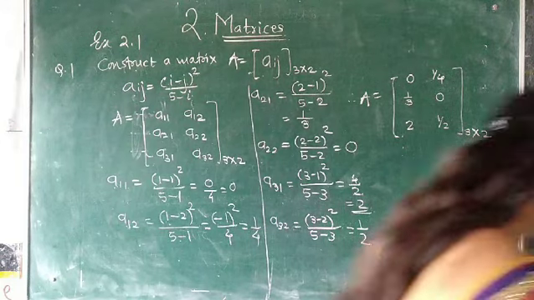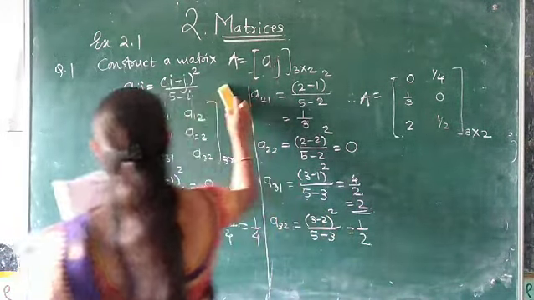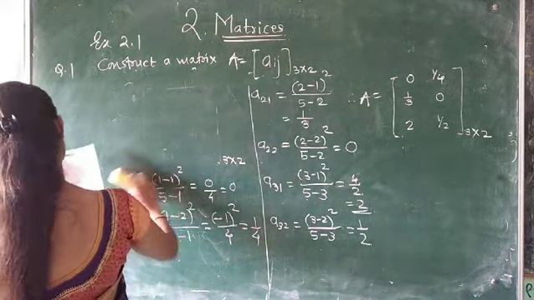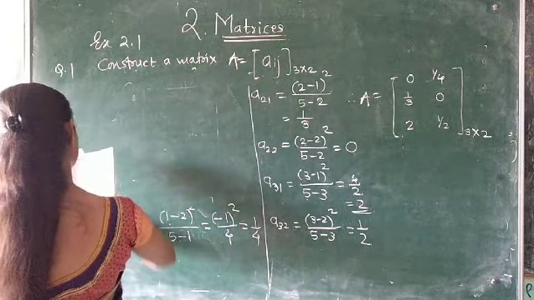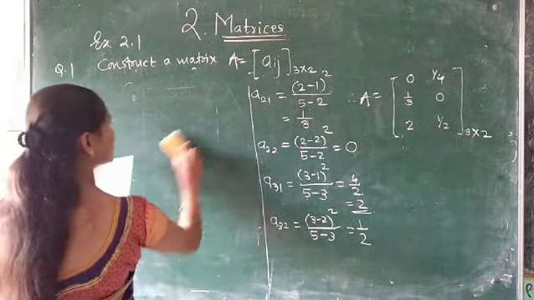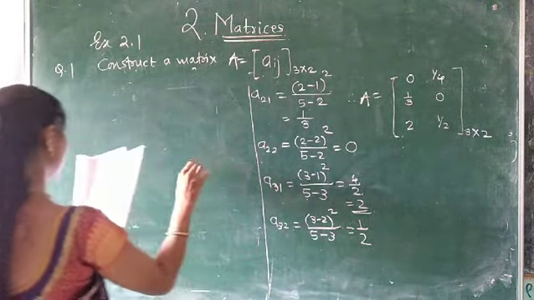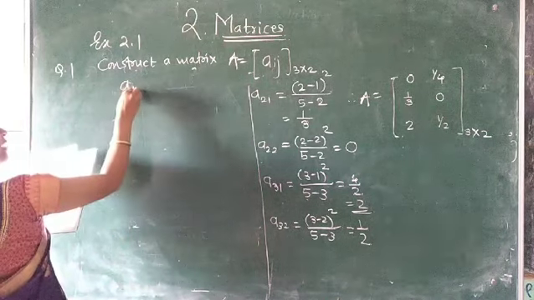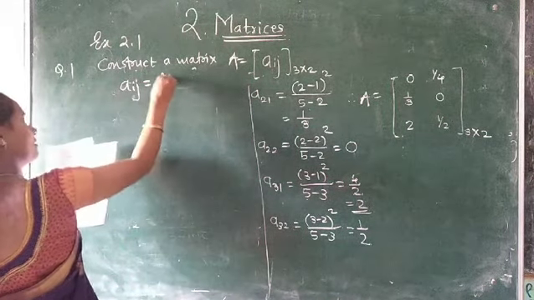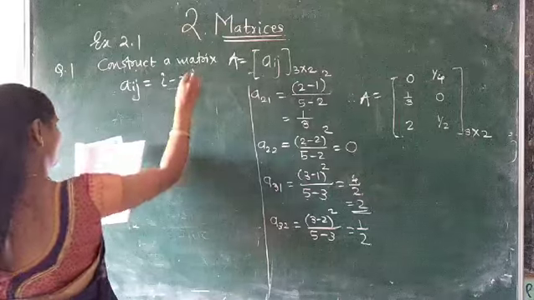Aij is equal to i minus 3j. The order is the same. Aij is equal to i minus 3j. Here the order of the matrix is the same again. Only the condition will change here: i minus 3j.